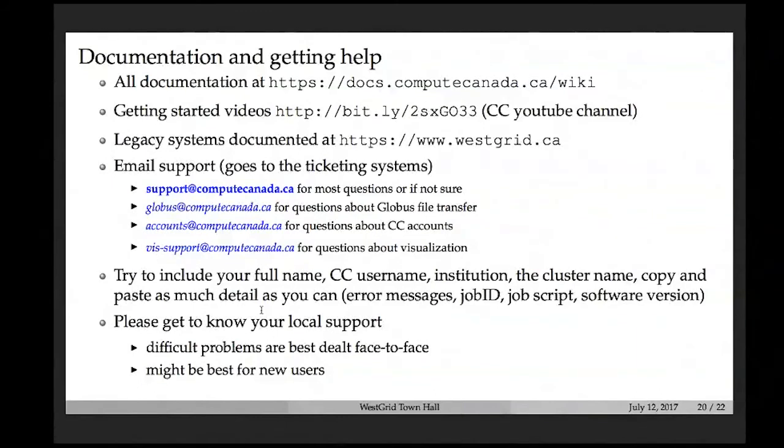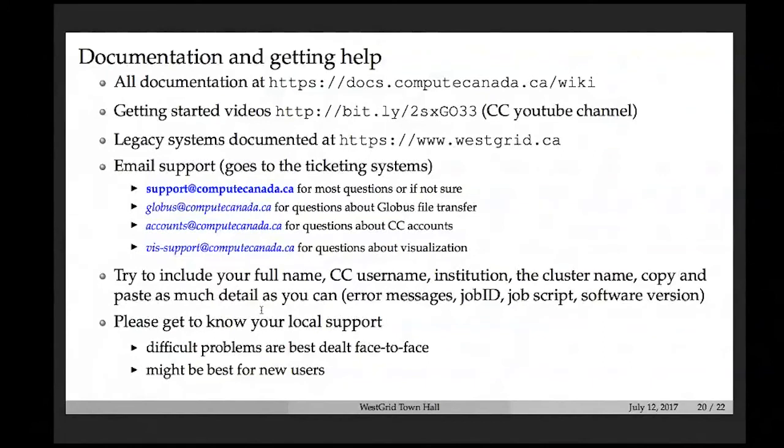So the main email address is support@computecanada.ca. There are also multiple addresses for specific comments, things like questions on Globus, for example. You can send an email to globus@computecanada.ca. But if you're not sure which exact email address to use, simply send an email to support@computecanada.ca, and your question will go to the right queue.